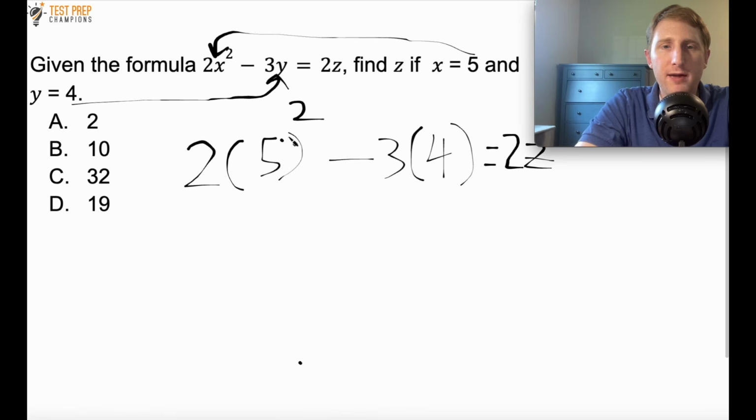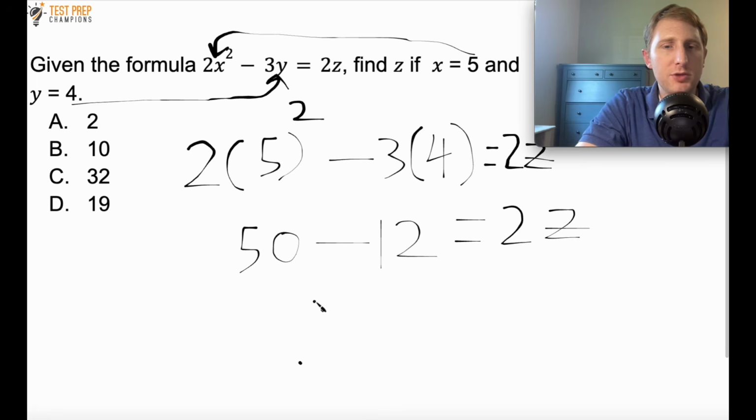So 5 squared is 25. 25 times 2 is 50. And I'm going to bring the minus here, and 3 times 4 is 12. So I'll have 50 minus 12 equals 2z. 50 minus 12 is 38. So I'll have 38 equals 2z.